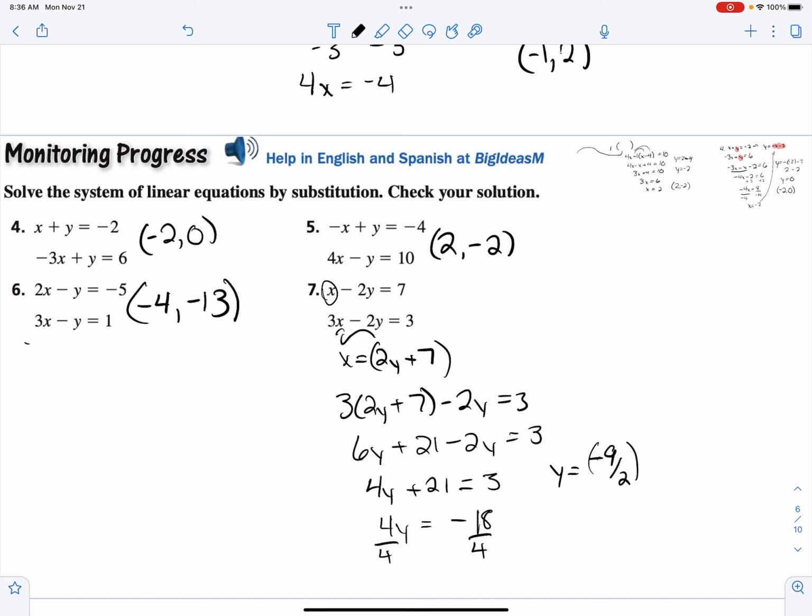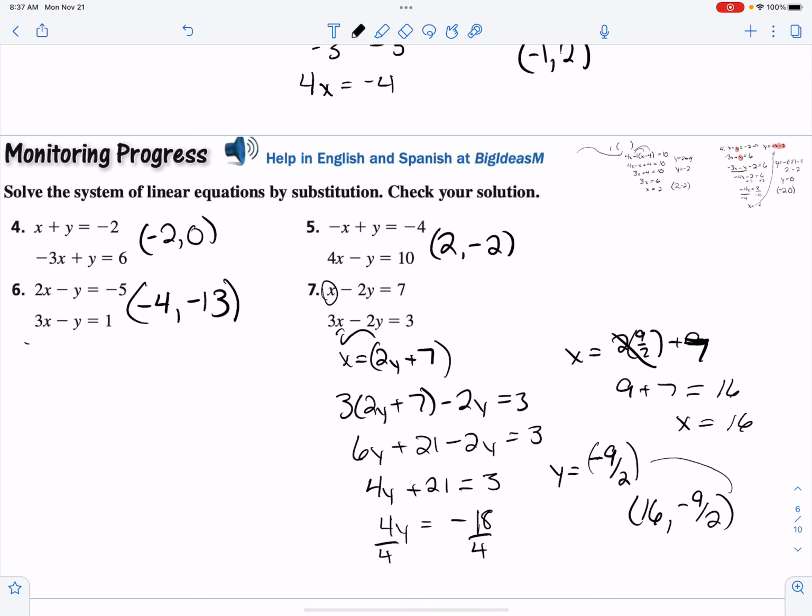We'll take that and plug it in. So we plug it in for x. 2 times negative 9 over 2. That's not so bad. That goes away. Plus 7. The 2's go away, so negative 9 plus 7, we get 16. So that's a good example of when we really don't want a graph to solve, because that would be tough to find that intersection at negative 9 over 2 and 16. So there's your answers. Again, notice I put the y here and the x here. Make sure you do that.